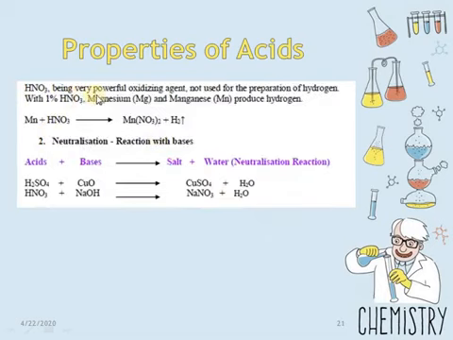Now HNO3 is a very powerful oxidizing agent, so it is not used for the preparation of hydrogen. You have already learned this in class 9, because it converts hydrogen into water. But with 1% nitric acid, magnesium and manganese produce hydrogen. Next, when acids react with bases, they give salt and water. This is called a neutralization reaction. This you have also gone through in class 8 and class 9.